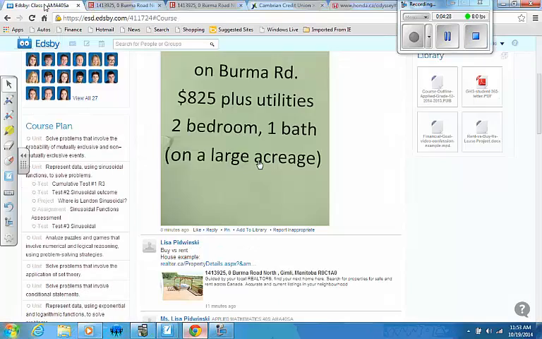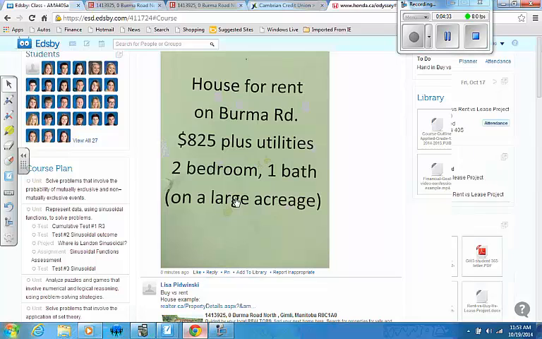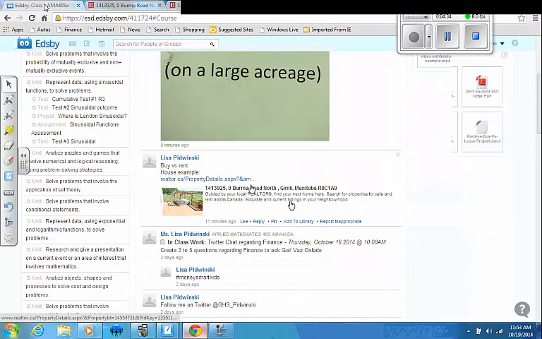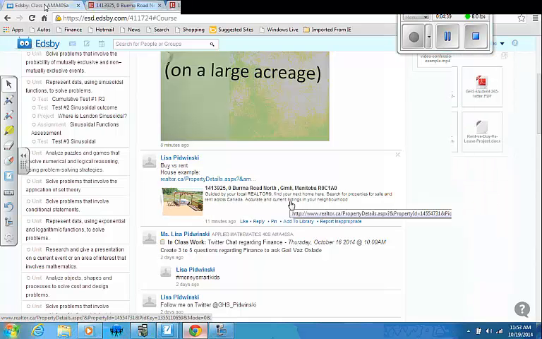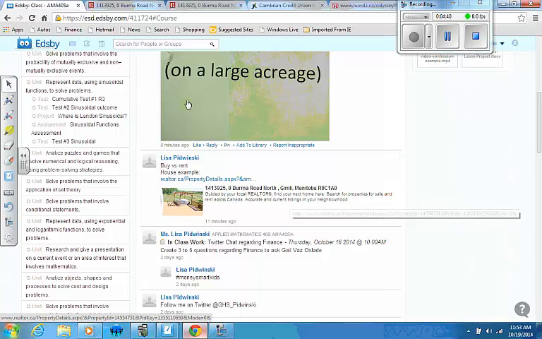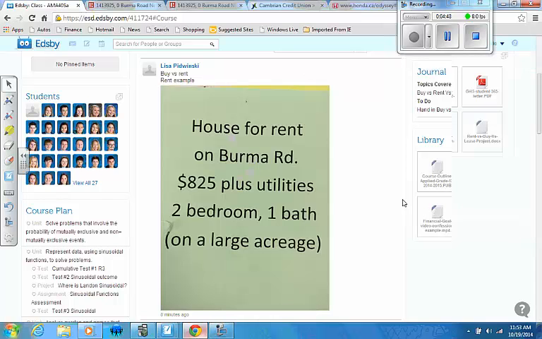Edsby. I placed the two houses. I placed the renting of the Burma Road house, and I placed the actual buying of the same house. I'm just going to use that. It's in our area. It makes sense to me. You don't have to use the same house to buy and to rent. I just thought it was funny that there's a buy option and a rent option.